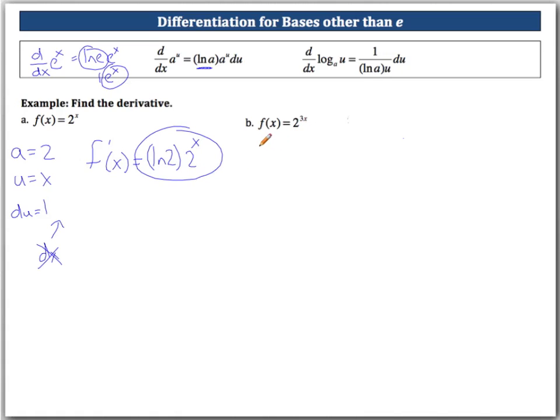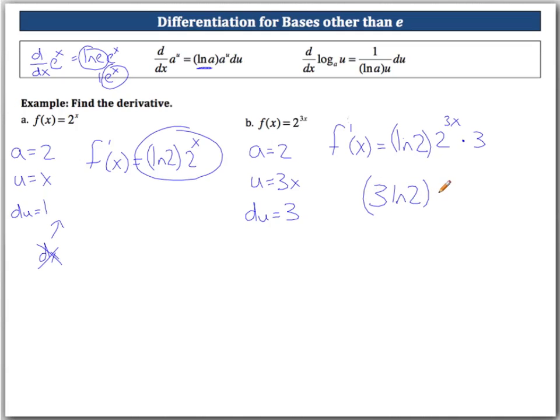In letter B, a is going to equal 2, and now u is the function 3x, and so du is going to equal 3. So if we apply our derivative, f prime of x is going to equal the natural log of a, so the natural log of 2, times 2 to the u, or 2 to the 3x, times the derivative of 3x, which is just 3. And we probably would rewrite this as 3 natural log of 2 times 2 to the 3x.